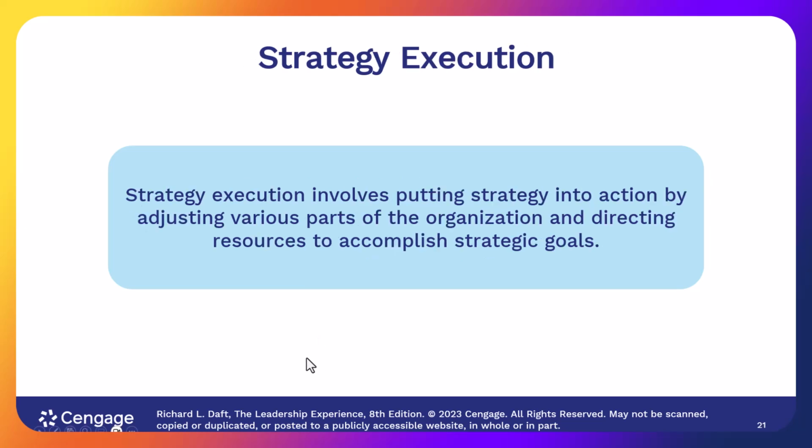Strategy execution. Strategy execution involves putting strategy into action by adjusting various parts of the organization or directing resources accordingly. To give you an example, when I look at our resources, do we need to move resources from one part of the organization to another part to make something successful? Do we need to realign how management works with this particular project? Do we need to bring in SMEs, subject matter experts, in certain capacities? You'll do all these things with strategy execution, trying to figure out how to put things in place to make our project successful.